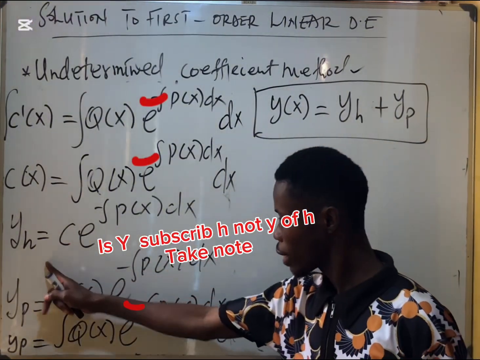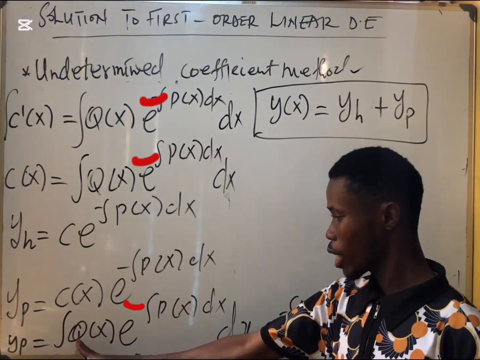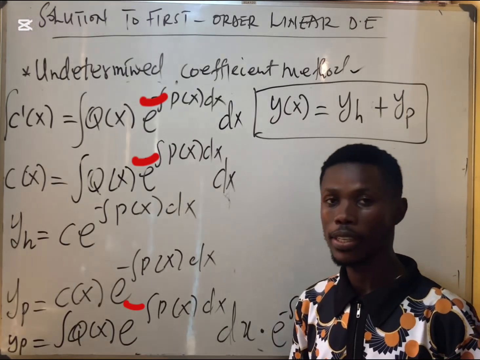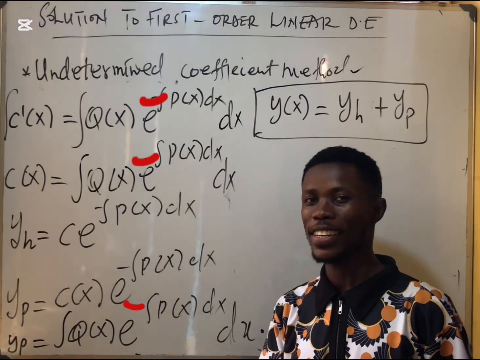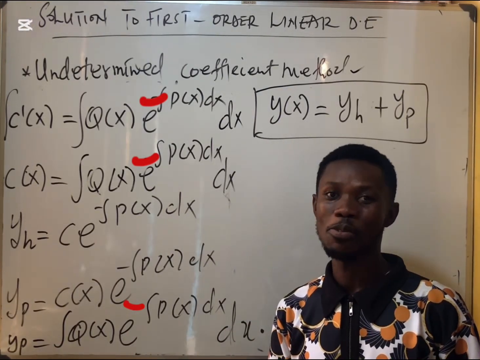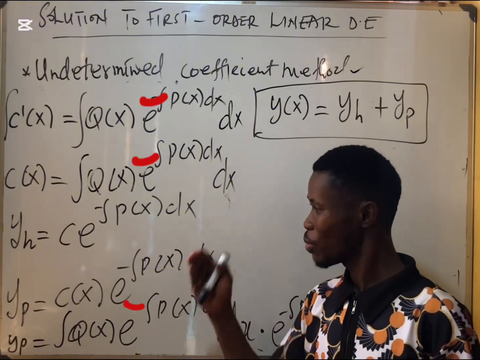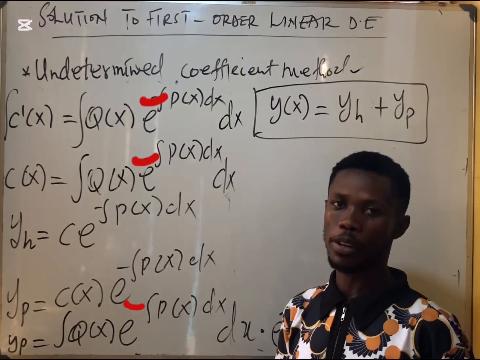y of h plus y of p. And you see how we got this one. So this is just a formula. This is just a formula. So let's look at an example. I know some of you are even confused, but don't be confused. Follow the team keenly, and you will understand what you are doing.